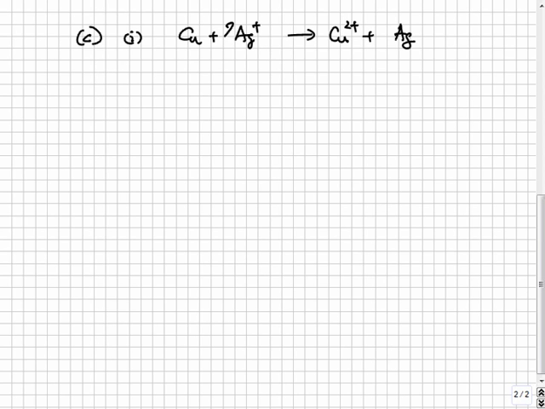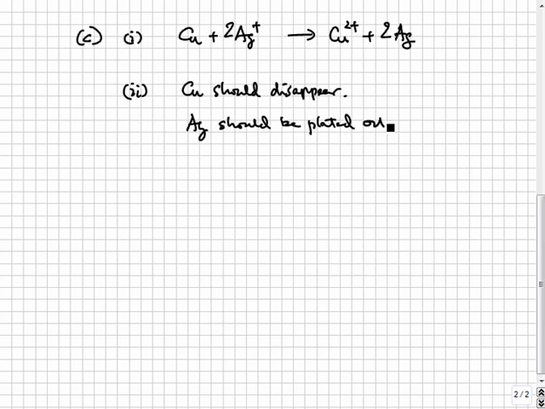And to balance the charge, you will have to have 2 Ag+ on the left and also 2 Ag on the right. During the reaction, obviously the reactants are being consumed and the products are being created. So you should see metallic copper go away, and you should also see metallic silver plated out.